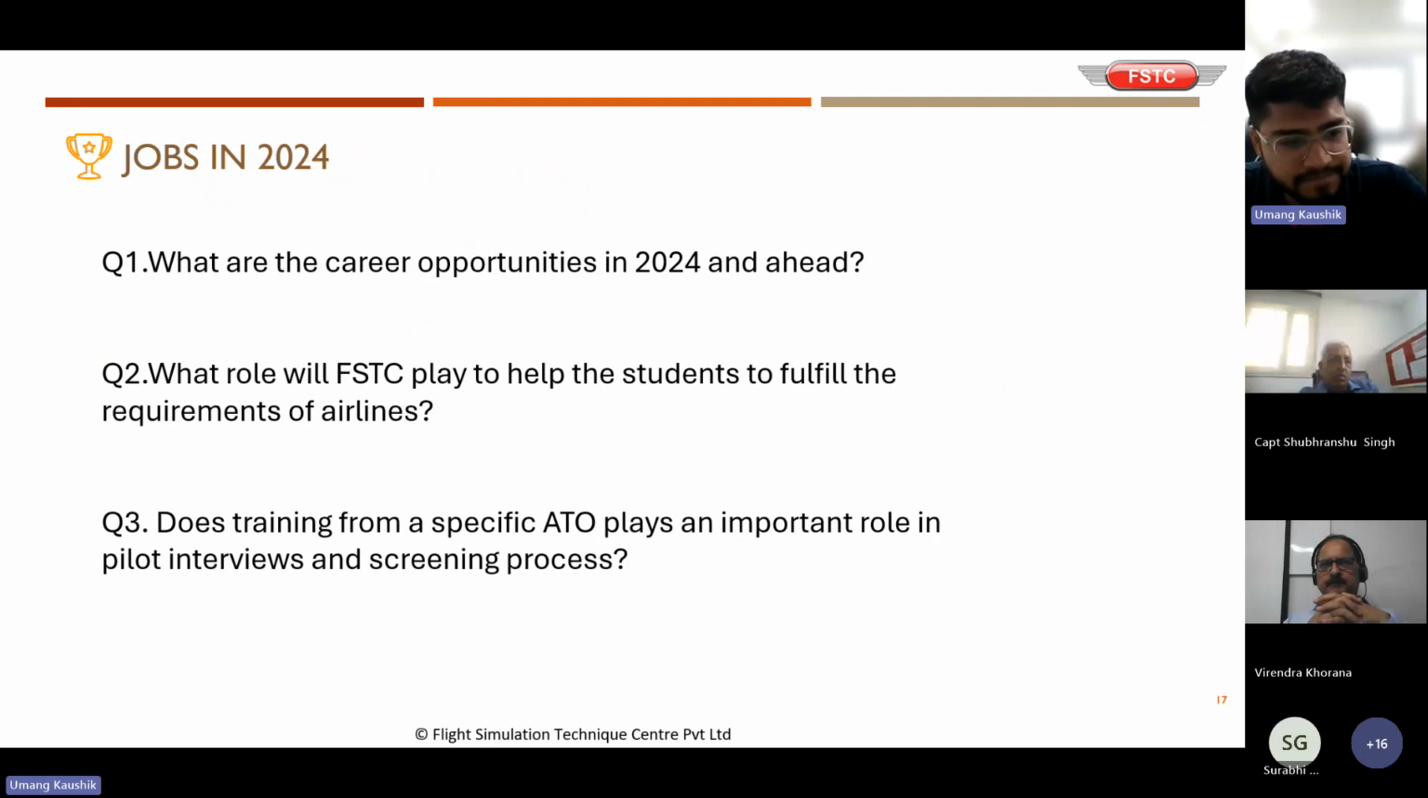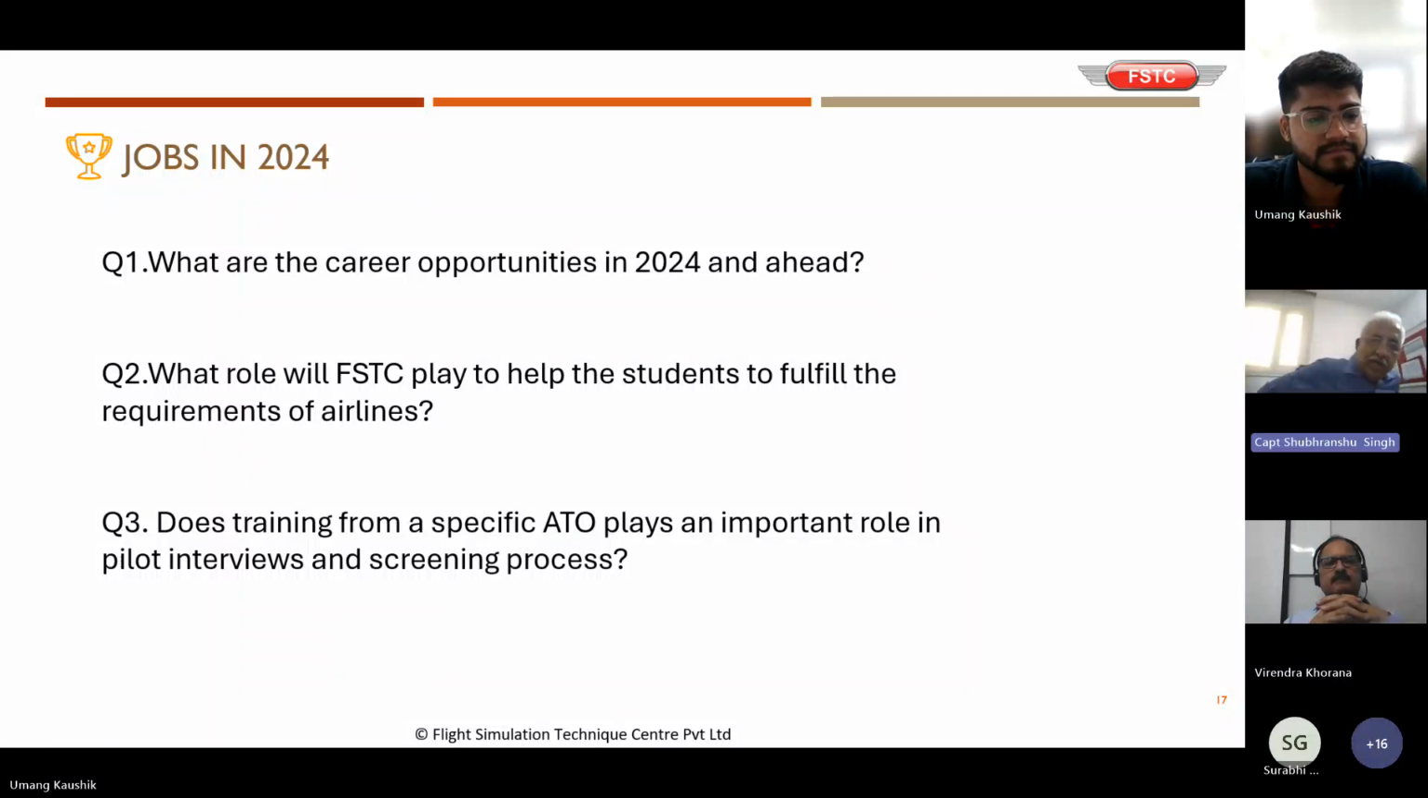So moving on. Jobs in 2024. What are the career opportunities in 2024 and ahead? Subhranshu sir, would you like to answer this? As you were in Go Air, being part of the interview panel, you must be knowing what are the requirements that the airlines look for when they are sorting out pilots?